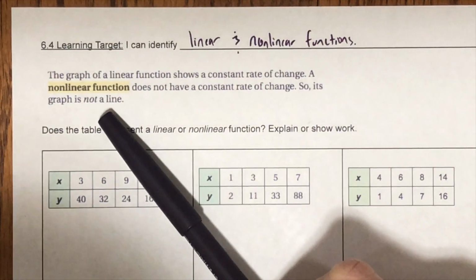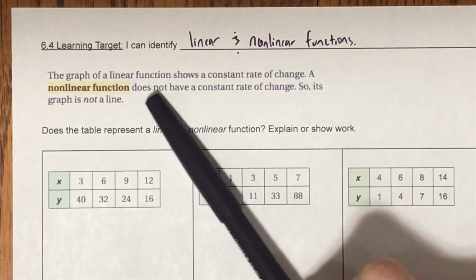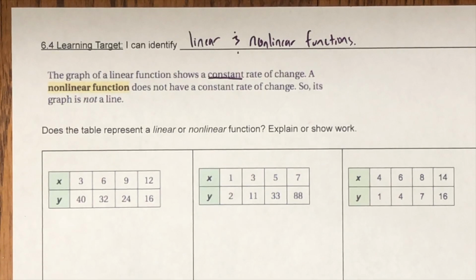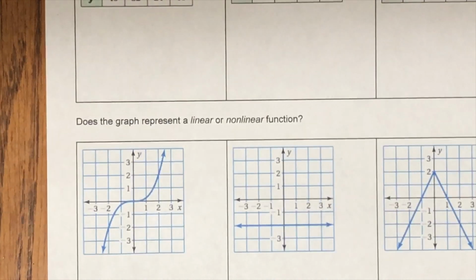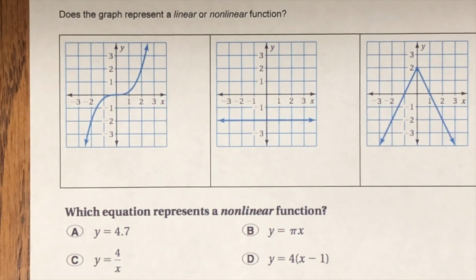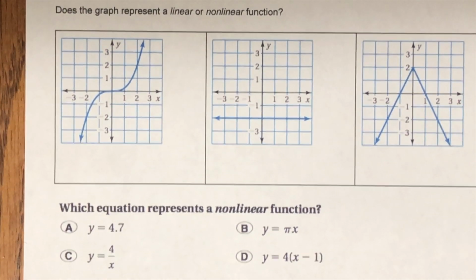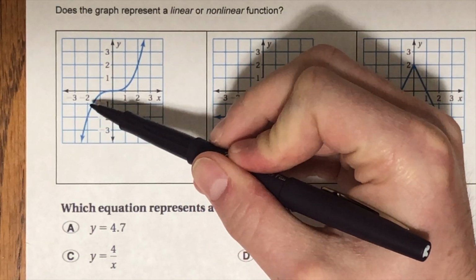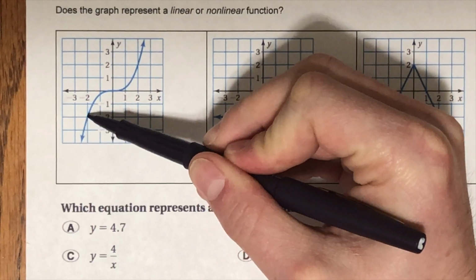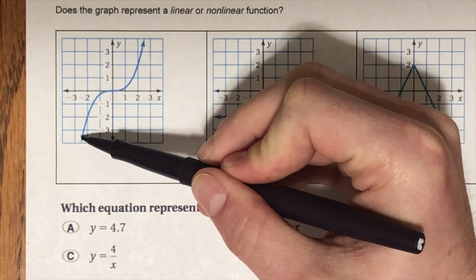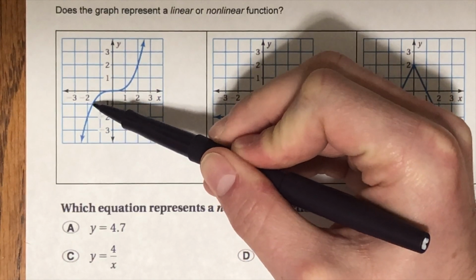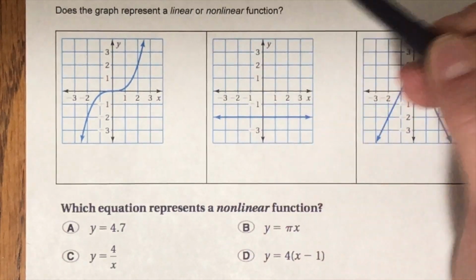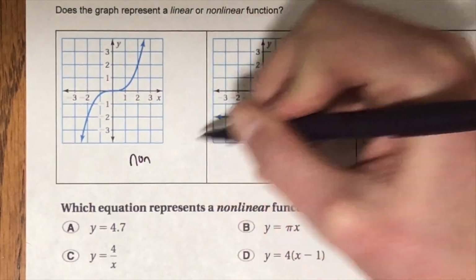So we have this little note here that tells us that linear functions have a constant rate of change. So I'm actually going to zoom down here to these pictures. I'm looking for a constant rate of change, which looks like some kind of straight line. Well, this is a curve. The rate of change is changing over time. It starts by increasing very fast, and then it slows down, and then it starts increasing very fast again. It's not constant, so this is nonlinear.